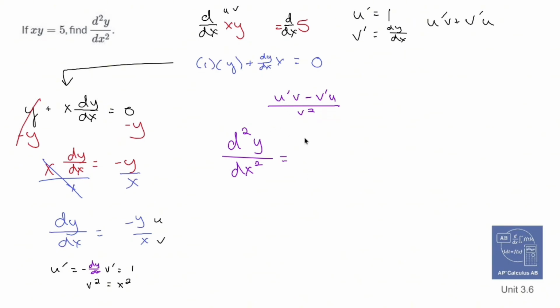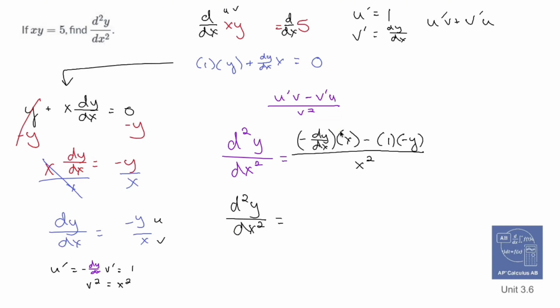u prime is negative dy dx. v is x. Minus v prime is 1. u is x. No, u is negative y. Oh my gosh, this problem's killing me. Over v squared is x squared. Okay. d squared y over dx squared equals, now wait a minute. How am I supposed to get dy? How am I supposed to do this?